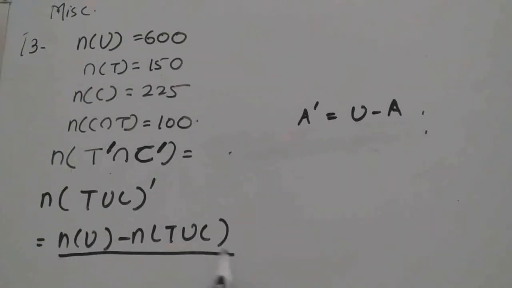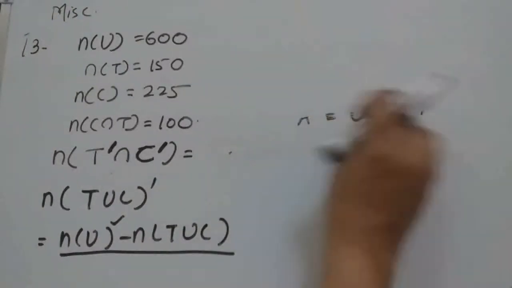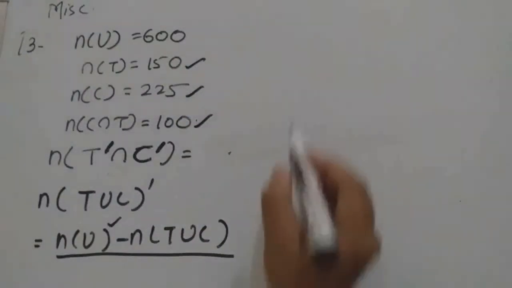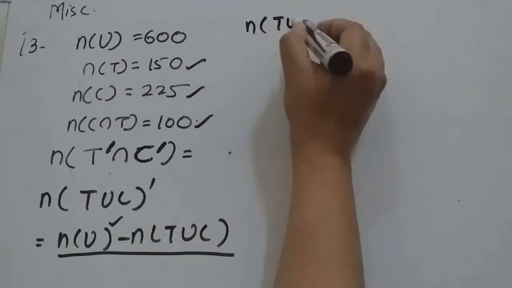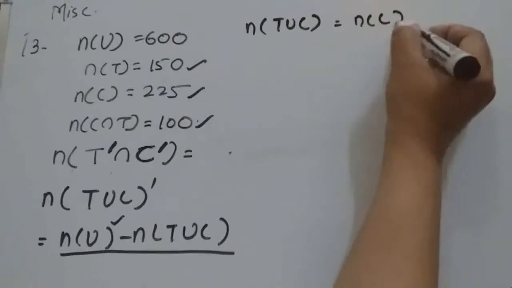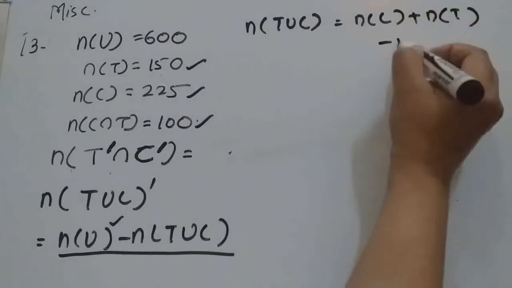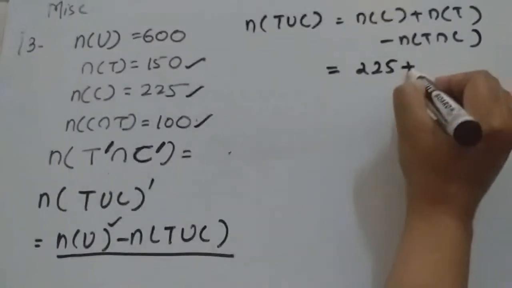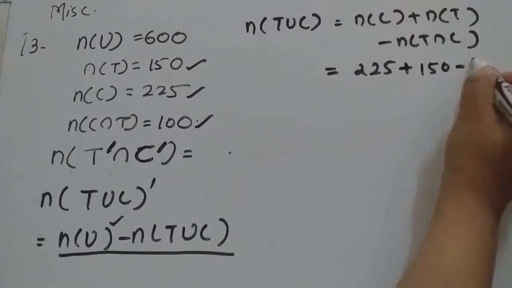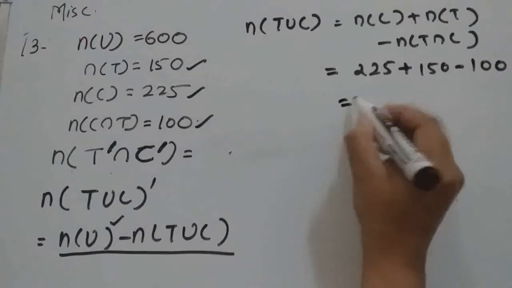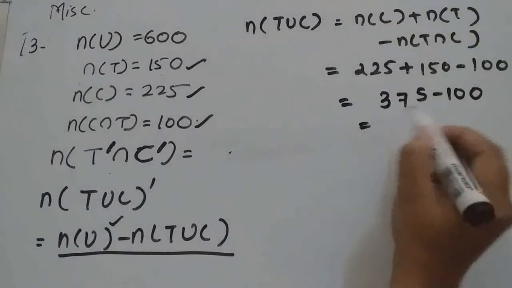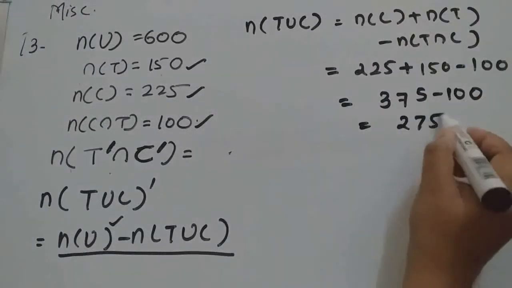So this we should find. N of U is already given. That means T union C we should find here. So T union C we can find using formula and using these three given values, isn't it? So N of T union C will be N of C plus N of T minus N of T intersection C. That will be 225, 150 and 100. So this will be 375 minus 100, which is equal to 275.